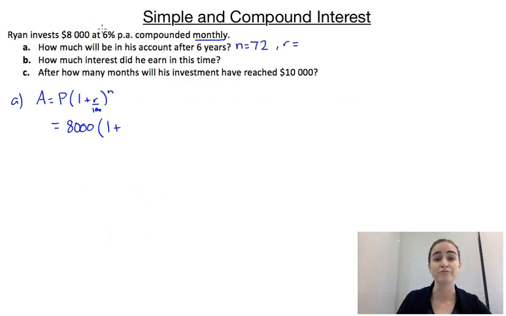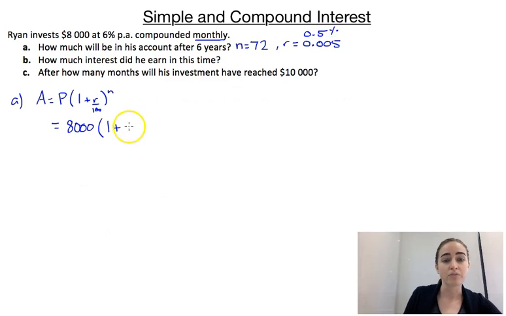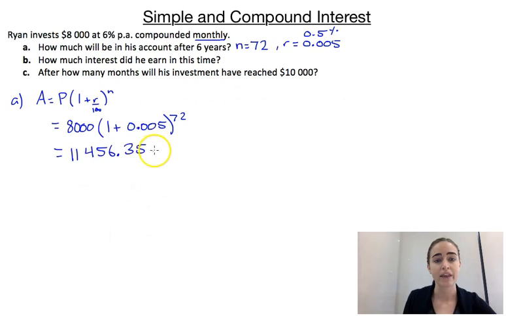The other one is our rate, so it's 6% per annum, so for a whole year, but we only want to know that rate per month instead. So we would have to divide that by 12, which would give us 0.5%, which as a decimal would be 0.005. So I'm going to write it as 0.005, with the whole bracket to the power of 72, and that's going to give me $11,456.35. So that's the total amount in the account, the original $8,000 plus any interest earned.